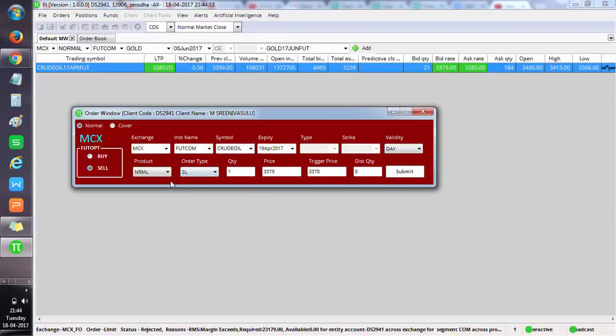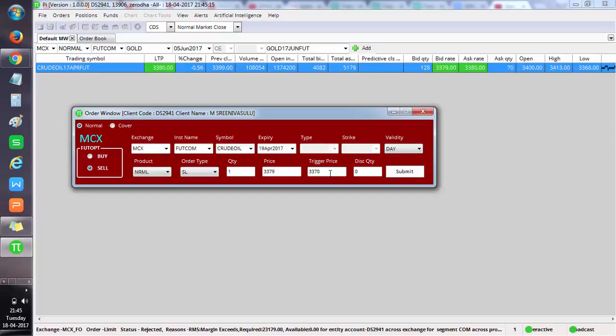In SL, as and when I select SL, you can see price and trigger price, both the columns have become enabled. Now the beauty of the SL order is that you can select a trigger price and a price. As a trader, this will help you in the following way.